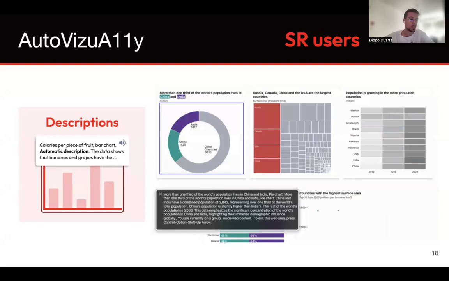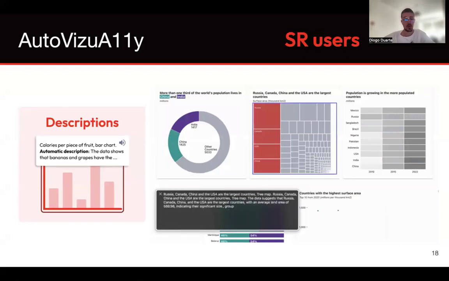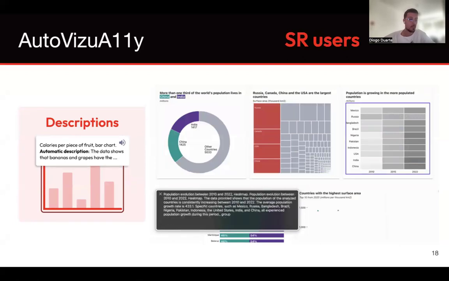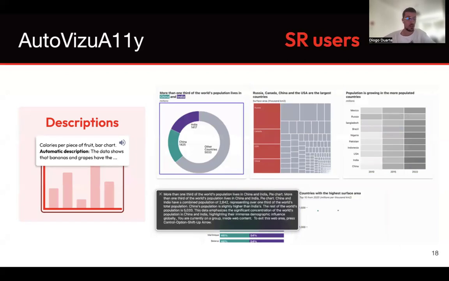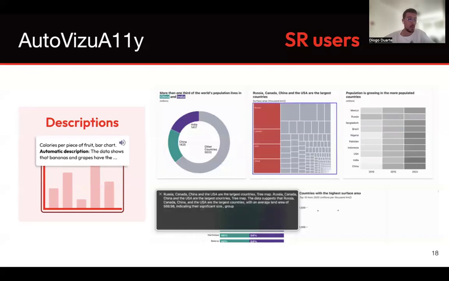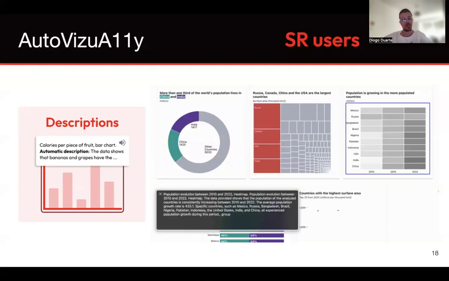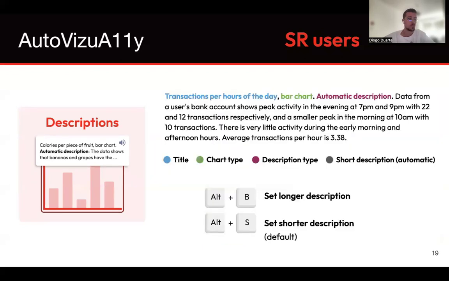Starting off with description. So when focusing one of AutoVizuA11y charts with a keyboard, the users can hear one of two descriptions for each chart, a shorter description or a longer one. These descriptions are automatically generated using a large language model from the OpenAI API, but because we knew some developers would prefer to manually provide their own descriptions, we also made that an alternative option.